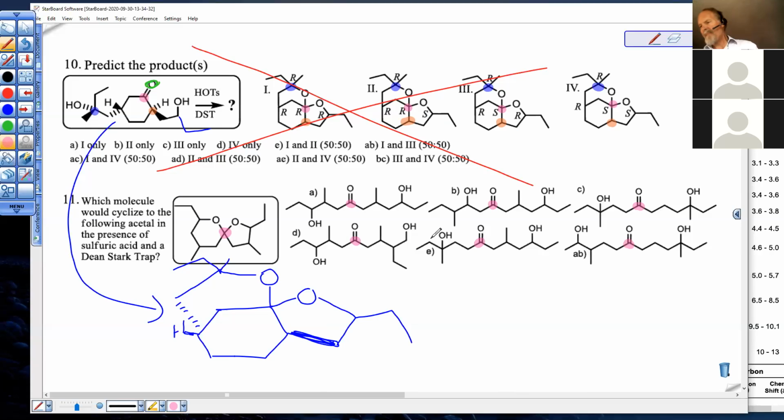All right. Now we need an O attached to a carbon with an ethyl. O attached to a carbon with an ethyl, O attached to a carbon with an ethyl. But this O is attached to a carbon with an ethyl and a methyl. Does the same carbon have a methyl? Because if it does here, it means it did here. We don't like that one.